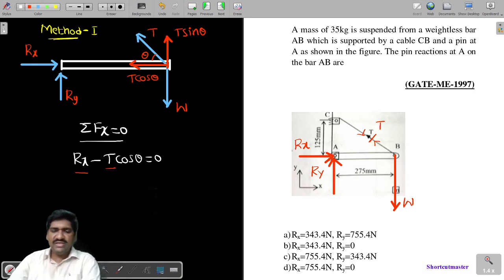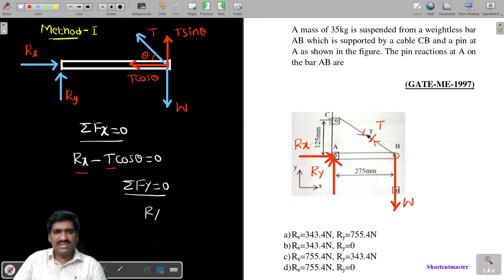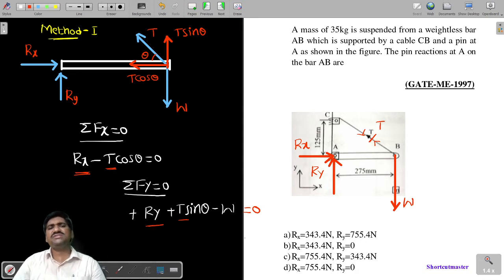I'm moving to the next equation, all of you, that is summation of Fy is equal to 0. By applying Fy is equal to 0, Ry is acting upward, I'm taking it as positive. So T sine theta is acting upward, take it as positive, minus W is acting downward, equal to 0. If you observe carefully, if you know tension T only, we can get the values of Rx and then Ry. Or if you know, for example, Ry or Rx, you can bring out the value of tension T also.